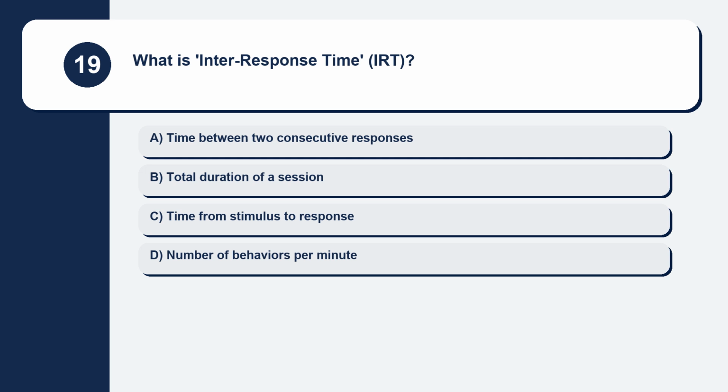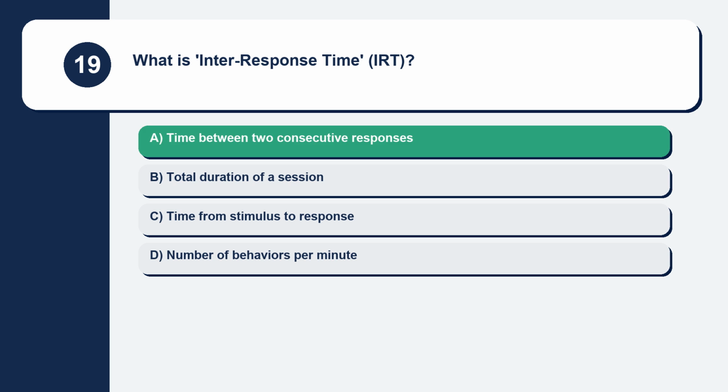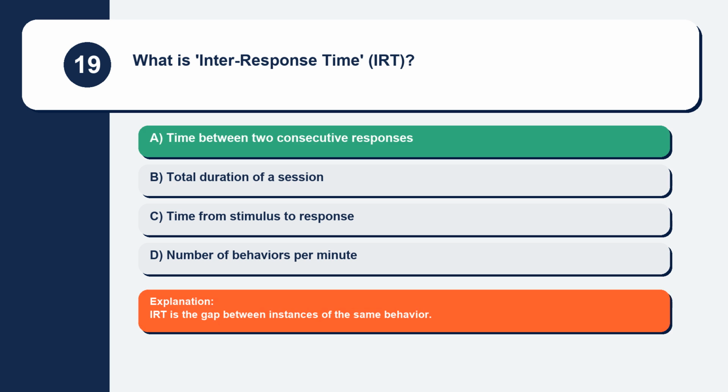Question 19. What is inter-response time, IRT? Time between 2 consecutive responses. Total duration of a session. Time from stimulus to response. Number of behaviors per minute. IRT is the gap between instances of the same behavior.